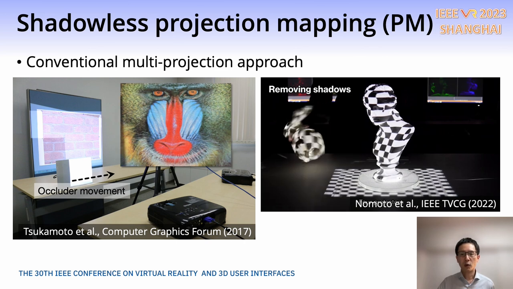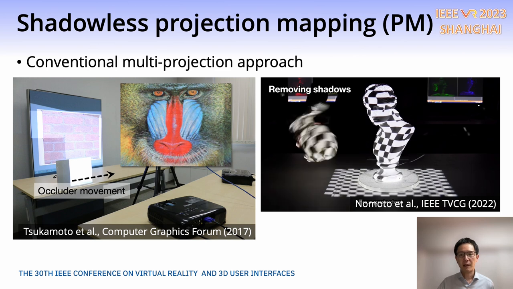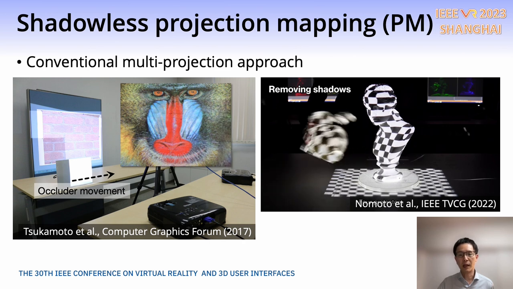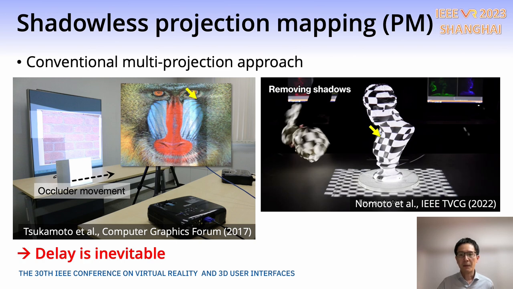Conventionally, shadowless projection mapping has been achieved by a multi-projection approach, where multiple projectors are distributed over the surface, such that they project images onto the same target surface from a wide range of viewing angles. When a surface area is occluded from one projector by an occluder, another projector which is visible from that area compensates for it. However, because there is inevitable delay in the compensation process from the shadow occurrence to the compensation projection, artifacts occur on the surface when the occluder moves.